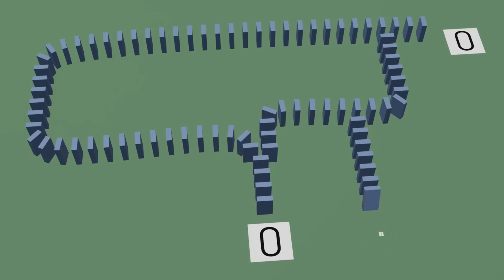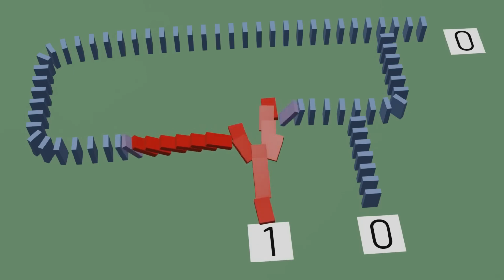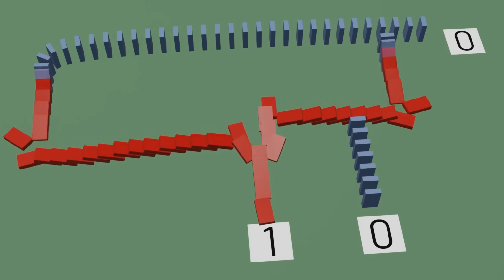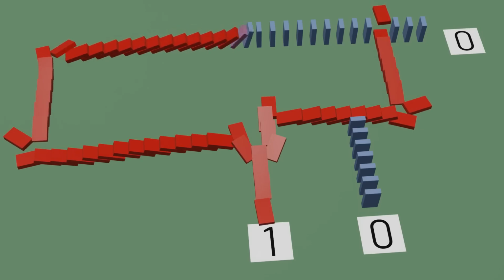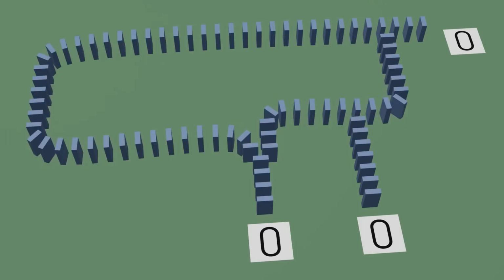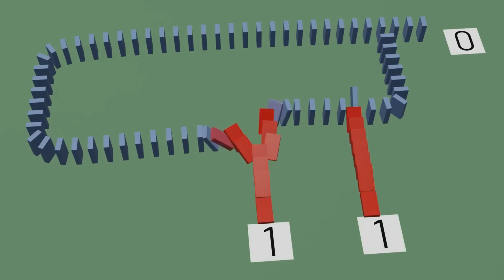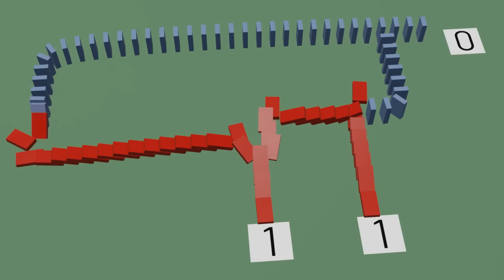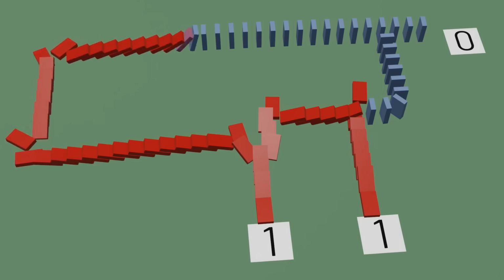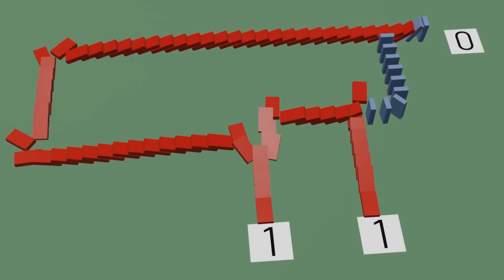If just the second input is pushed, nothing happens to the output. If just the first input is pushed, we've already seen what happens. The interrupting path blocks the longer path, and nothing happens to the output as well. But if instead we push over both inputs, then the second input interrupts the interrupting path, so the longer path of the first input can make its way to topple over the output.